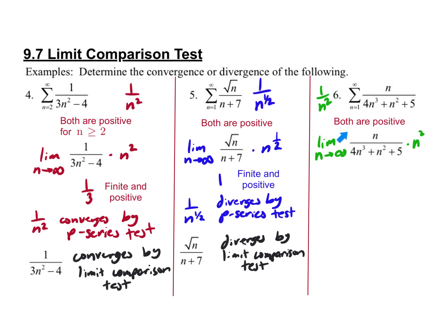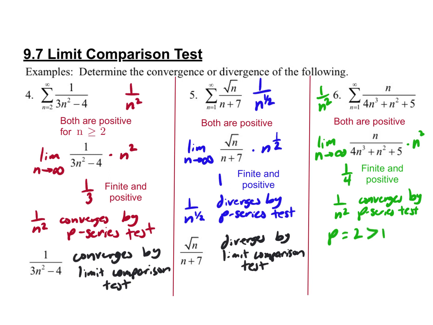So what is my limit of all of this? 1/4. Positive. Okay, so then we have to say 1 over n squared is convergent or divergent? Convergent because of the p-series test, and we should be saying that. So p equals 2, which is greater than 1. That's my reasoning. So then our problem also converges because of the limit comparison test.